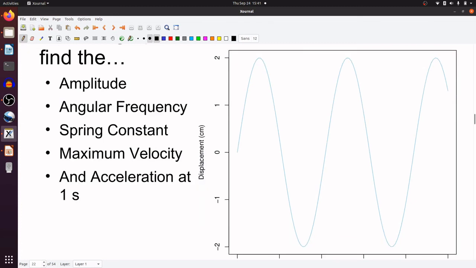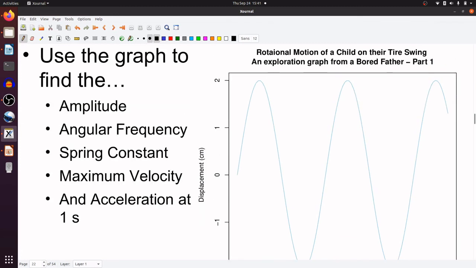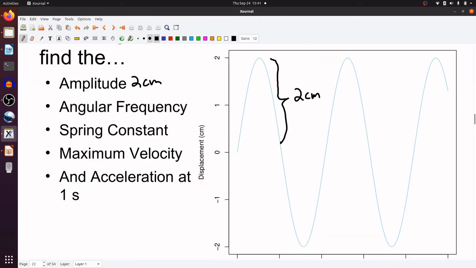we need to find our amplitude. So amplitude is displacement from equilibrium, and this is in centimeters. Looking at this, it appears to be 2 centimeters. So that's a really easy one to do. We can easily find that. Angular frequency, that one's going to be a little harder.